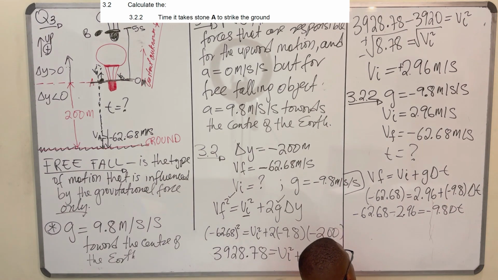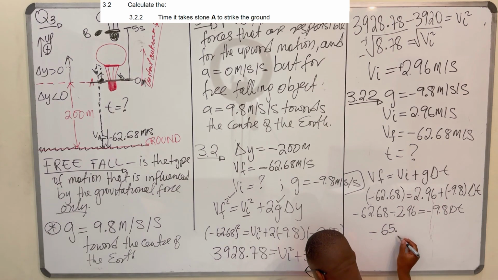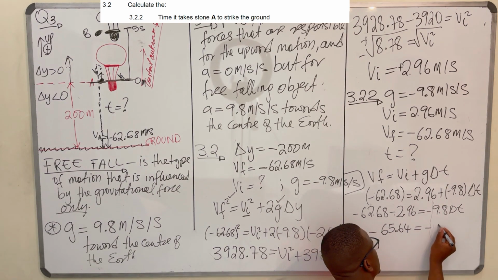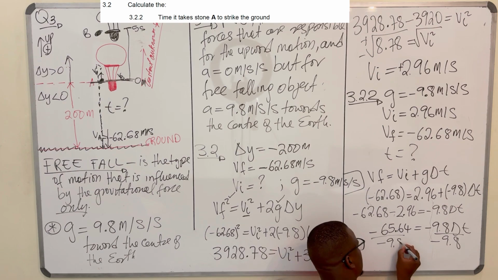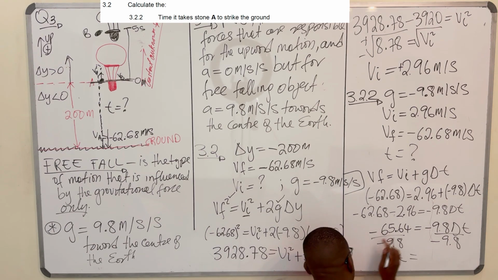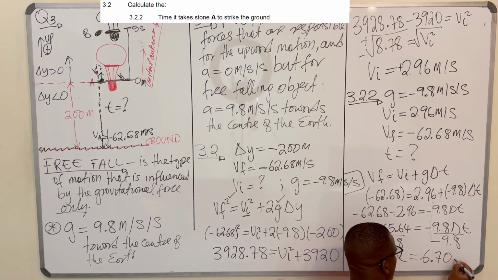So punch this: minus 62.68 minus 2.96 is equal to minus 65.64, which is equal to negative 9.8 delta T. So divide by minus 9.8 on both sides. Your time is equal to the answer to this. So the time is equal to 6.70 seconds.